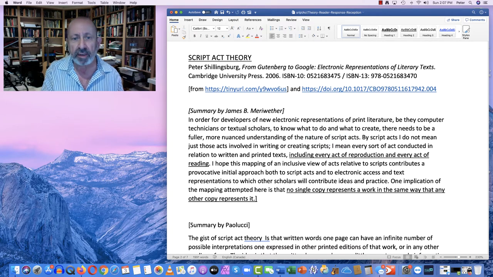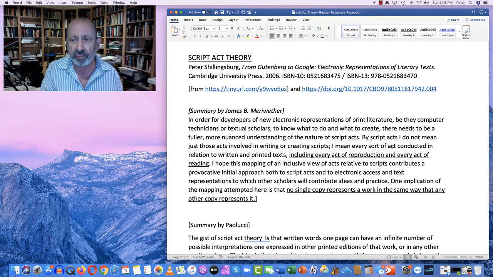By script act, I do not mean just those acts involved in writing or creating. And this is the traditional way of thinking that I'm trying to move you away from, that I, the author, write something and I enshrine it in some kind of medium, paper, pen, computer, digital format, whatever it is, and you interpret it. It's more complicated and unfortunately a little bit messier than that.